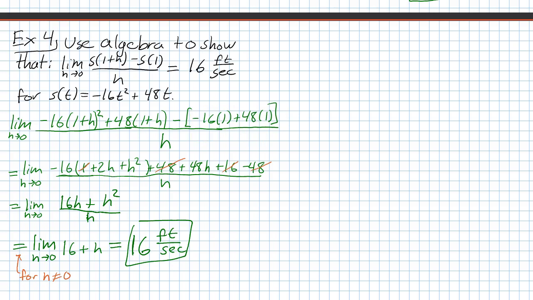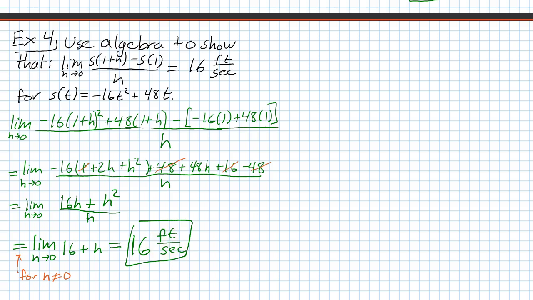And then doing some algebra simplification, a bunch of things cancel out. Here you have a factor of h in the top and a factor of h in the bottom, so that as long as h is not equal to 0, this fraction is equal to 16 plus h. If h is 0, this fraction represents 0 feet divided by 0 seconds, which is undefined, but the limit is always concerned with h being not equal to 0, so it's okay to do this with limits, and you get 16 feet per second.